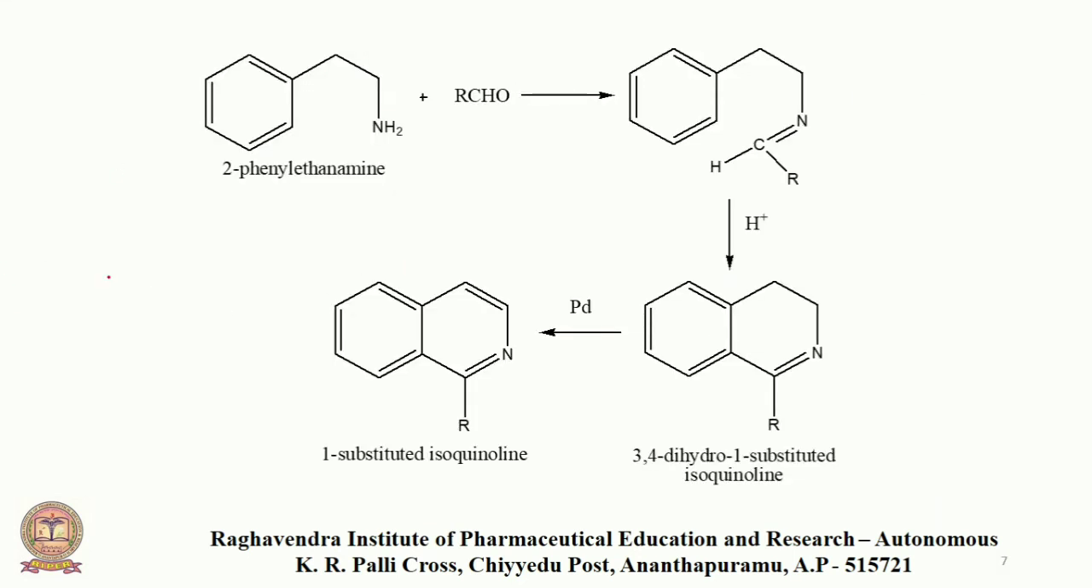See that 2-phenylethylamine, as in the previous one where we took a substituted one, here we are not taking the substituted, only 2-phenylethylamine, that is beta phenylethylamine, reacting with different aldehydes. We can see the formation of imine, C double bond N. Under mild acidic conditions, or physiologically, the cyclization takes place and gives 3,4-dihydro 1-substituted isoquinoline. In the presence of palladium, it is dehydrogenated, removal of hydrogen, giving the 1-substituted isoquinoline.